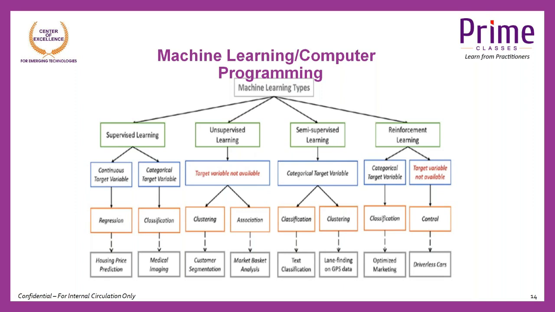Then self-supervised is a mix of that. So you have classification and clustering. And what is interesting here is the control. In control, which is under the reinforcement type, an example is the driverless car.